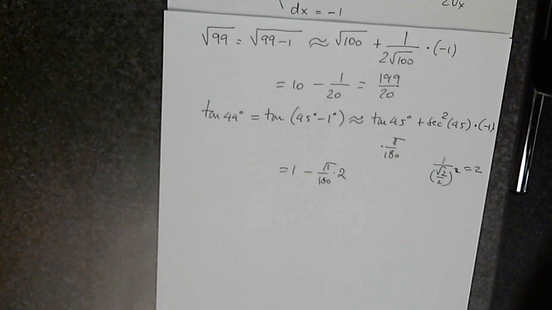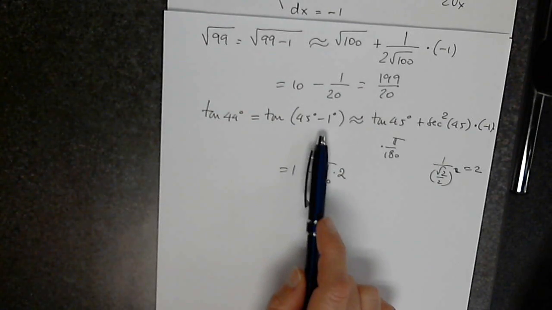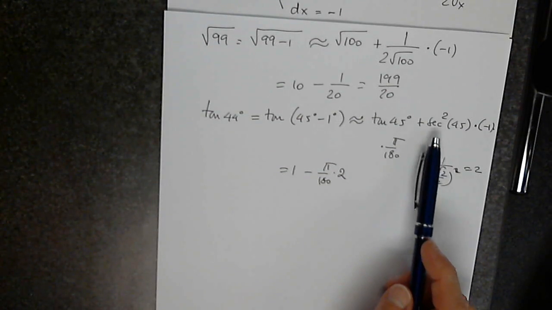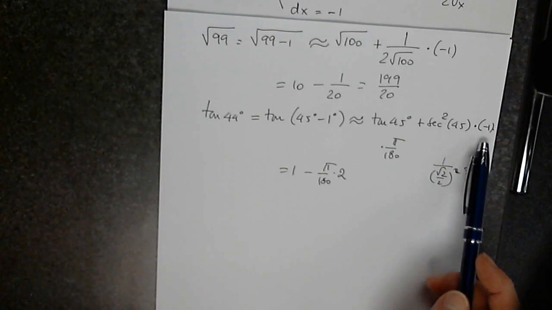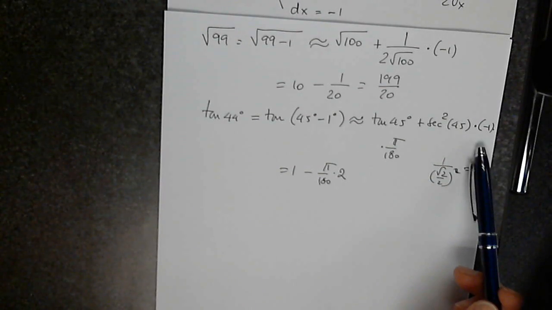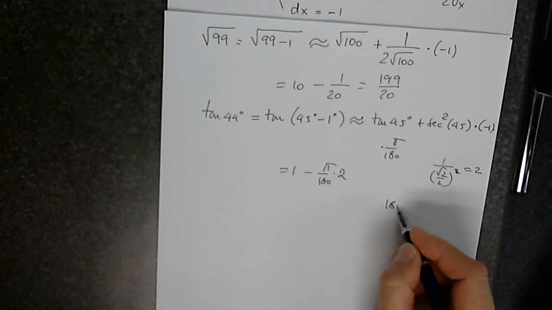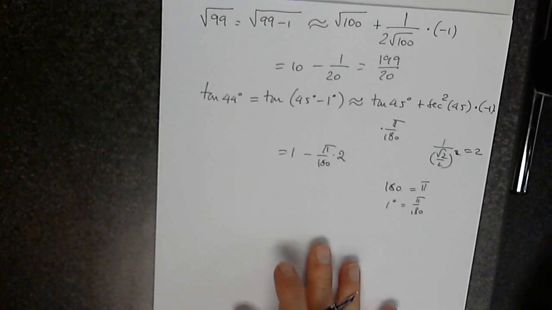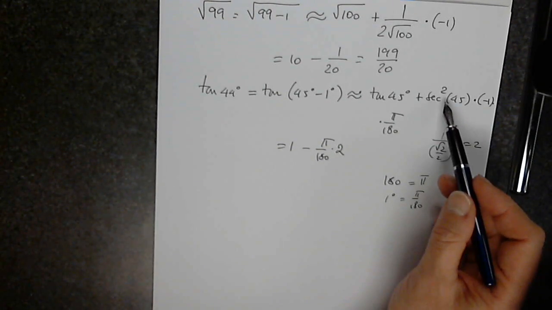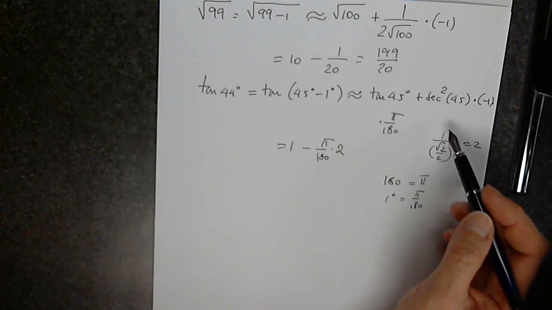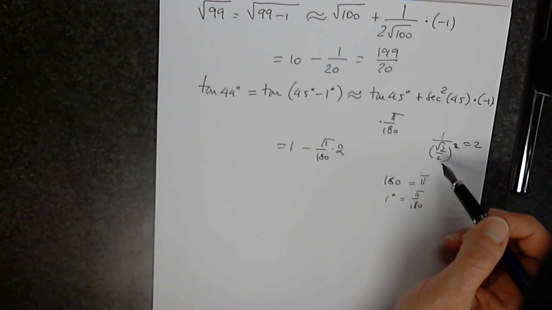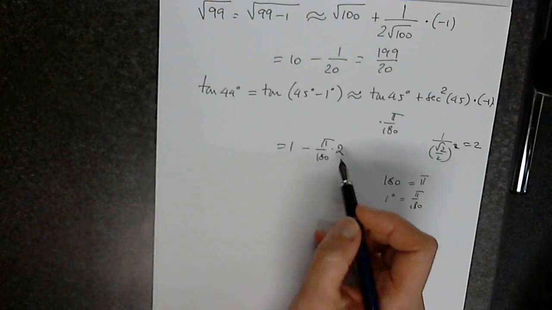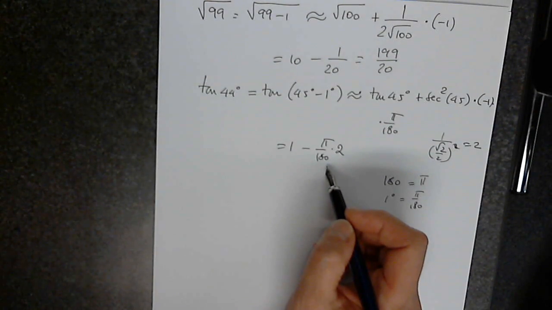Oh, so it's not. So let me see what I messed up. So 45 minus 1, that's correct. And then 45. And then tangent prime is secant squared. And then multiply by negative 1. So, right, 180 is pi radians. So 1 degree will be pi over 180. And one more time, secant squared is 1 over cosine squared. Cosine 45 is the square root of 2 over 2, which will be 2 over 4. When I square that, I get 2. So it's 2 pi divided by 180.